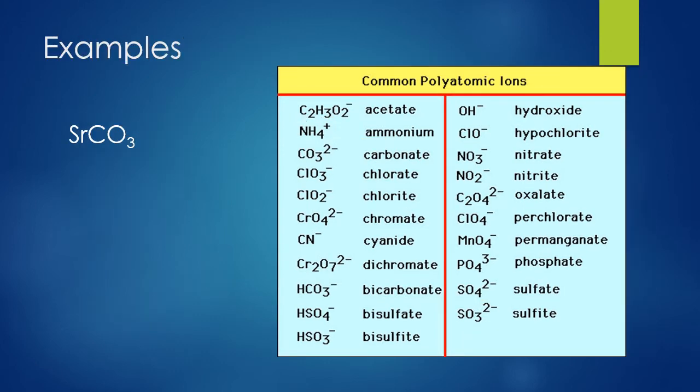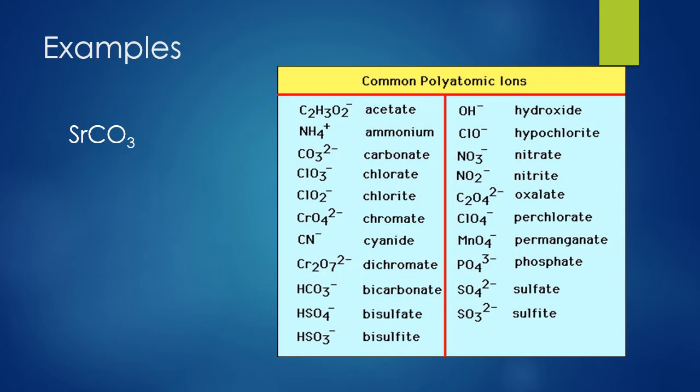Let's look at some examples. When we name these, we're going to be naming them just like binary ionic compounds. We're going to start with the cation portion, and we'll name that straight from the periodic table. With the anion portion, the polyatomic portion, we'll find the polyatomic ion on the table and use the name given on the table. We're not going to add any IDE endings when a polyatomic ion is involved.